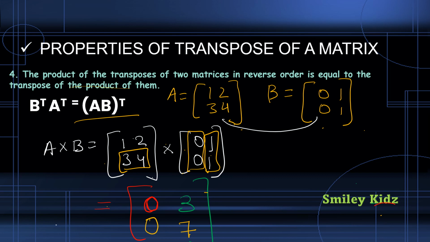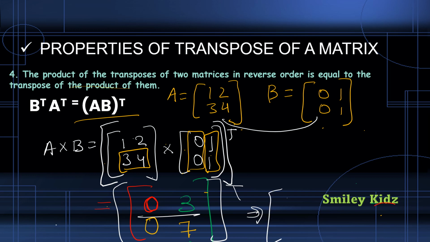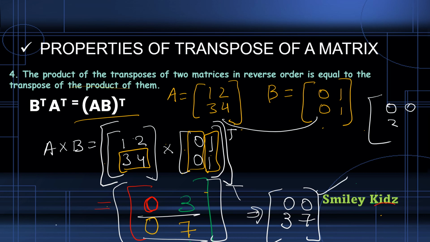Now you're going to take its transpose. Do not forget to take out its transpose, right? So its transpose is going to be: 0, 3 will become 0, 3 in this manner and this will become 0, 7. So let's put this aside for a while: 0, 0, 3, 7. Noted.